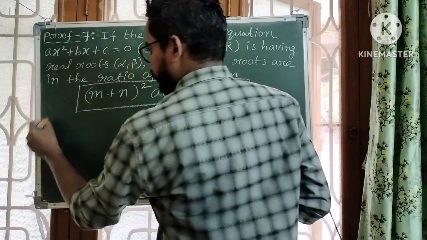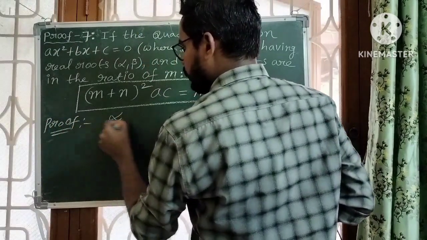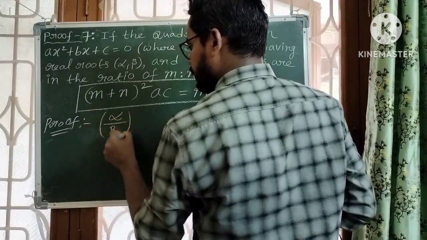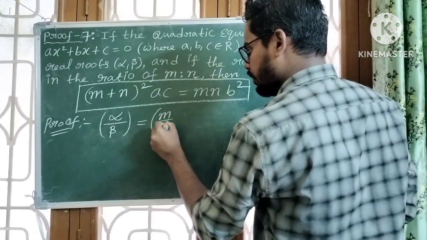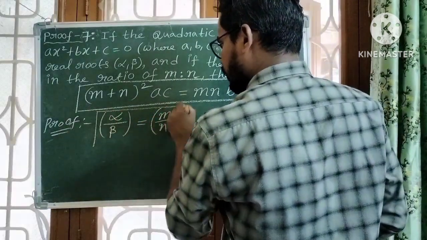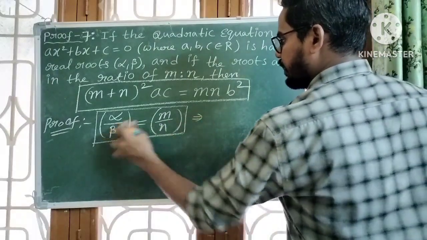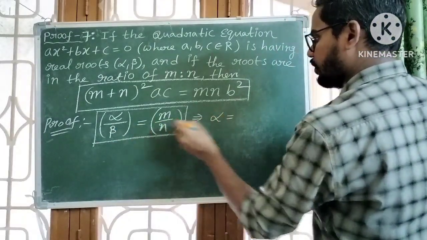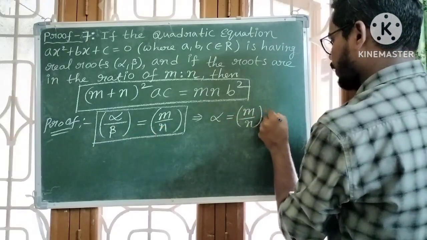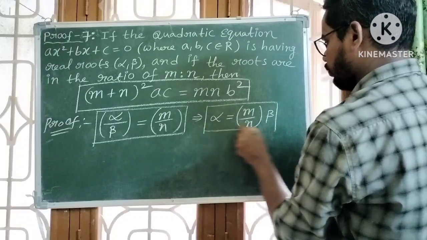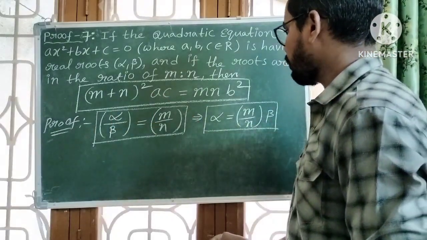So here alpha, beta are the roots of the quadratic equation ax square plus bx plus c, and they are in the ratio m is to n, means m by n. They are in the ratio alpha by beta is equal to m by n. Just transpose beta, you will get alpha is equal to m by n into beta. Now we need to prove this: m plus n whole square into AC is equal to mn b square.